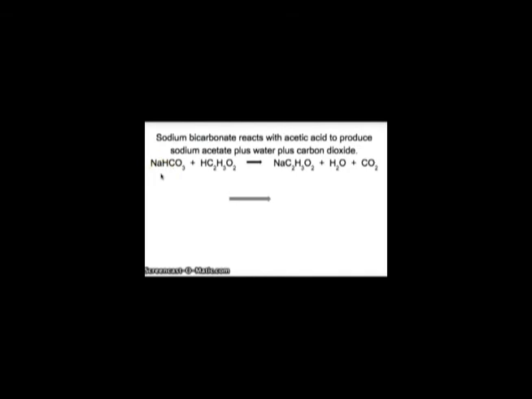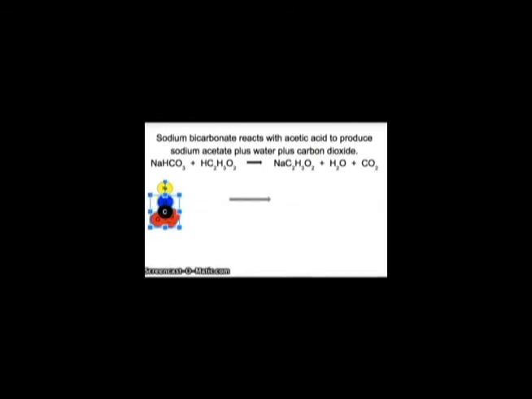NaHCO3 plus HC2H3O2 yields NaC2H3O2 plus H2O plus CO2. Oof, that was a mouthful. But here we go with our models. Let's make a sodium bicarbonate first. We'll bring out a sodium atom. And then remember, we're going to try to keep our ions together as much as possible. So let's bring out a bicarbonate ion, an HCO3.